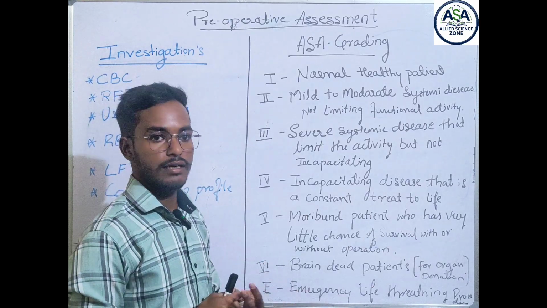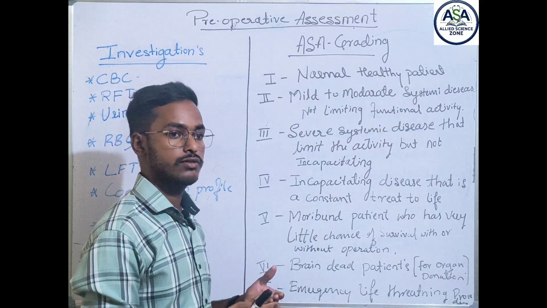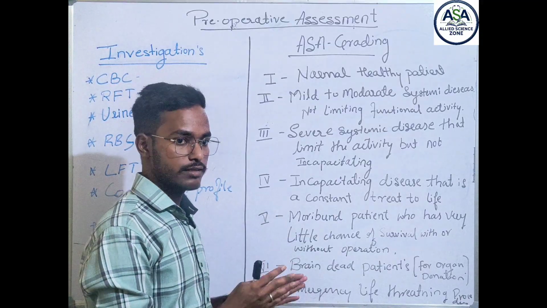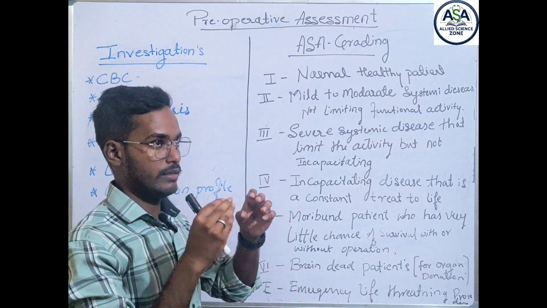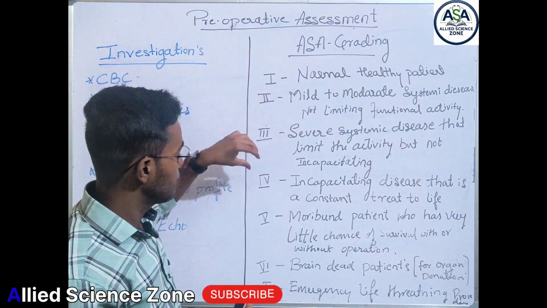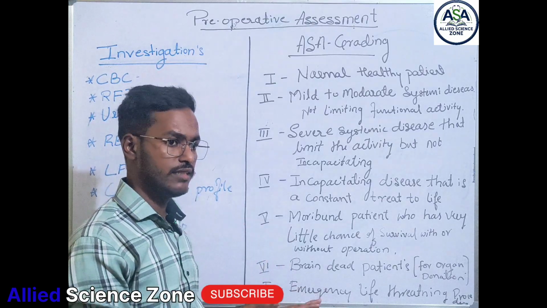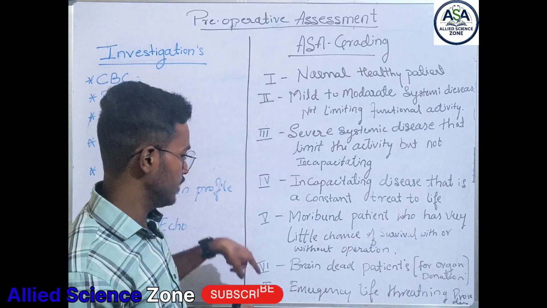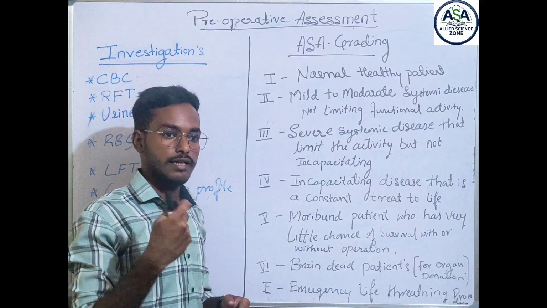Emergency means life threatening, like head injury cases. They have to be done in emergency only. That's why it's an emergency. Along with those diseases, these grades 1, 2, 3, 4, 5, 6 are combined with the emergency. If the patient's condition is an emergency, it is E. If the patient is healthy, it is ASA 1E. They categorize the patient based on the pre-operative assessment.